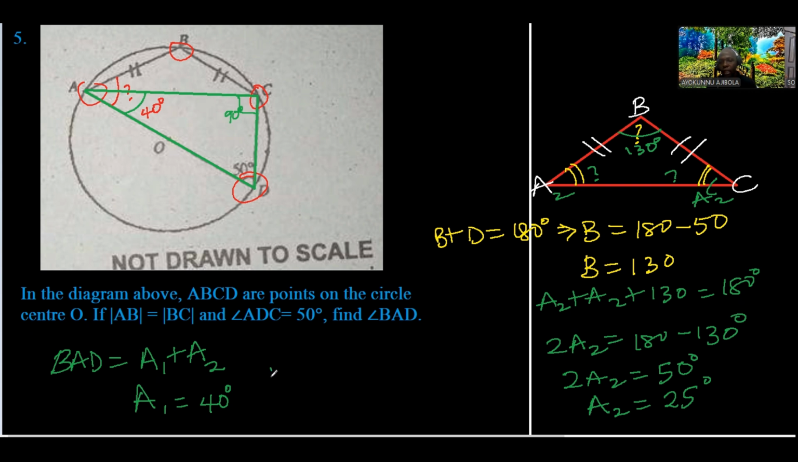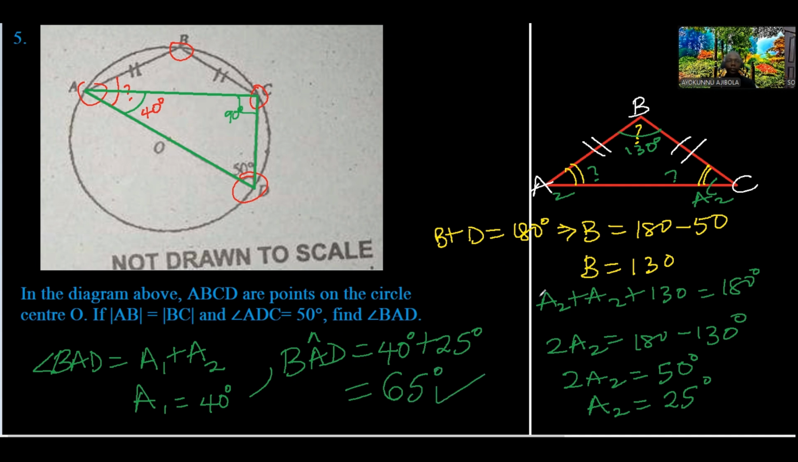So angle BAD now, angle BAD will be what? 40 degrees plus 25 degrees, which is what? 65. Is that clear to you?